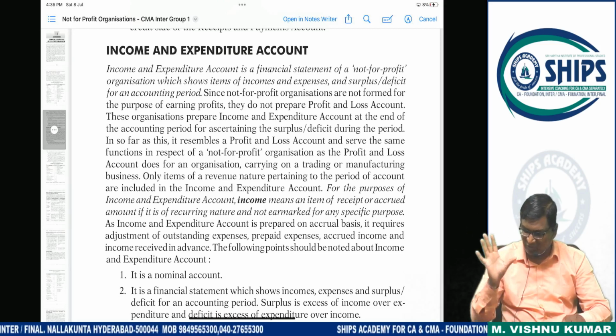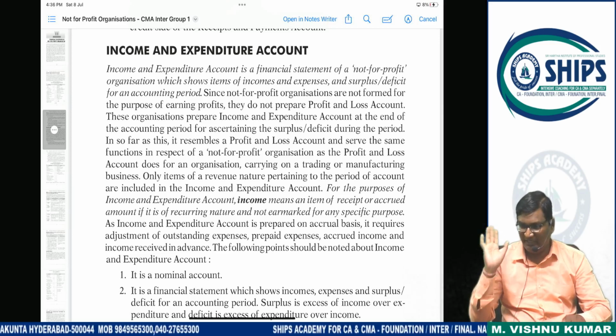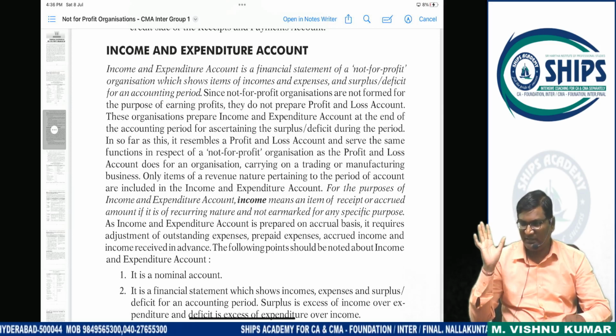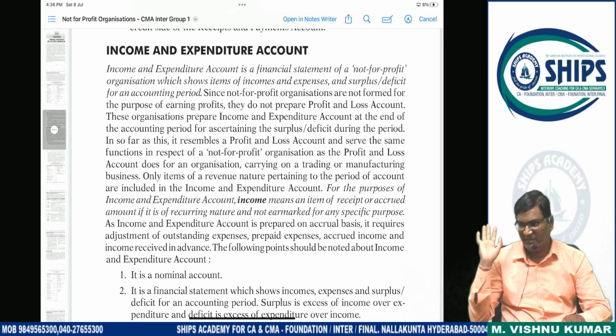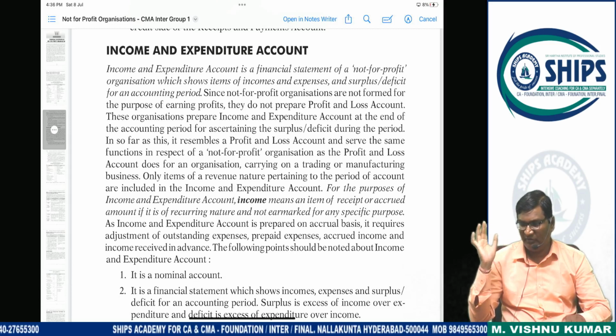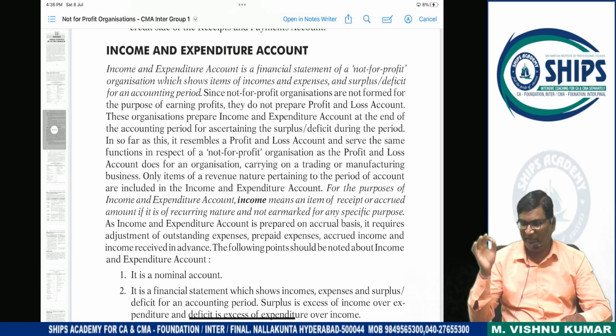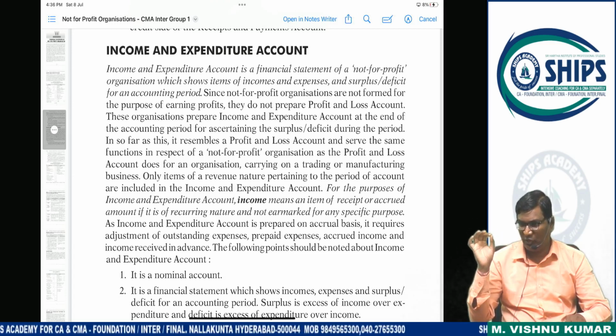So in income and expenditure also, the same rule. It is similar to the P&L account. It is a nominal account. The rule is what? Debit expenses and losses, credit incomes and gains. All expenses relating to the current accounting period will be debited. Similarly, all incomes relating to the current accounting period will be credited. Expenses and incomes will be recorded on accrual principle.